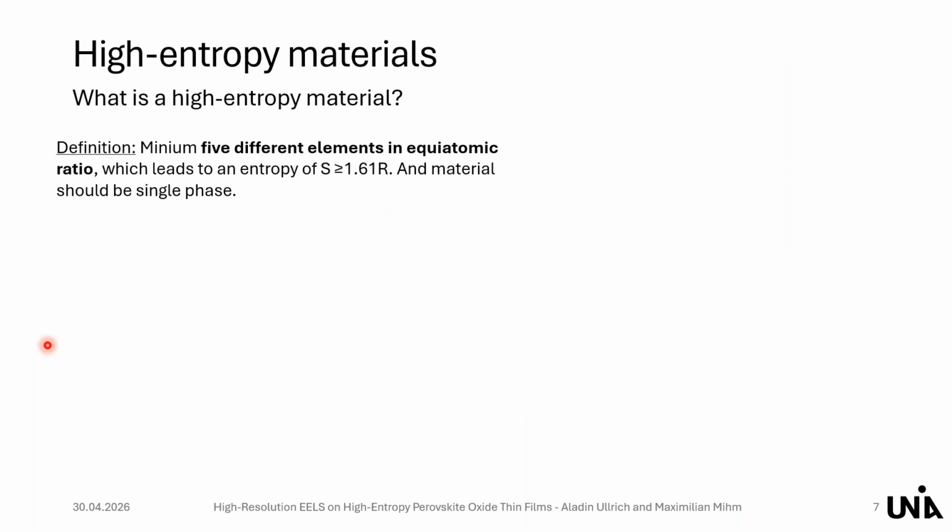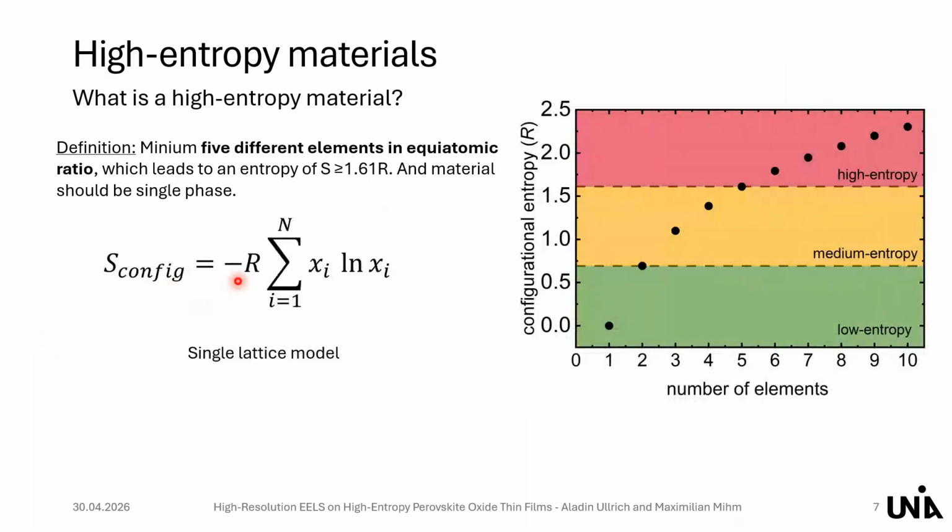So how can we calculate the entropy? We're just using this formula. N is our number of elements and x is our atomic ratio. And what we see is that if we have 5 or more elements, we are in the high entropy region. If we have between 2 and 4 elements in our material, then we are in the medium entropy region. And if we only have 1 element, then we're just in the low entropy region.